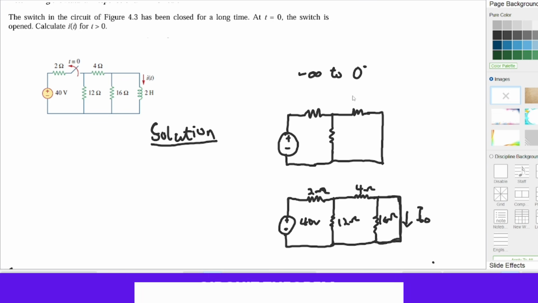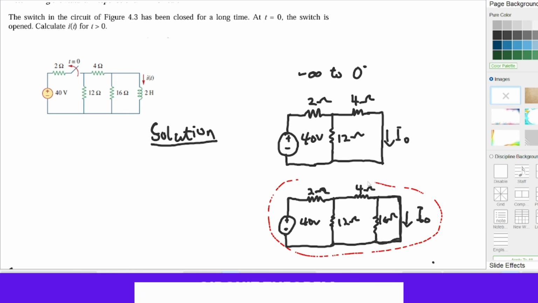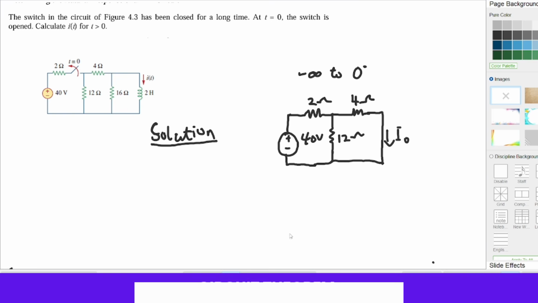Okay, so this is my 4 ohm, this is my I naught, this is my 12 ohm, and this is my 2 ohm with a 40 volt source. So we can clone this. Right now I want to find the current flowing through this branch, and the current flowing through this branch will be the same current flowing through the 4 ohm resistor, right?